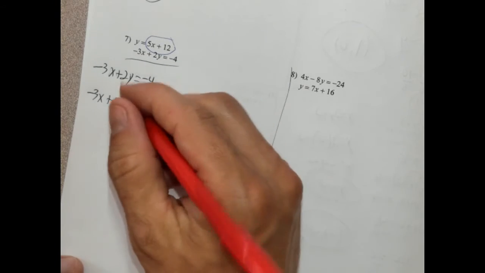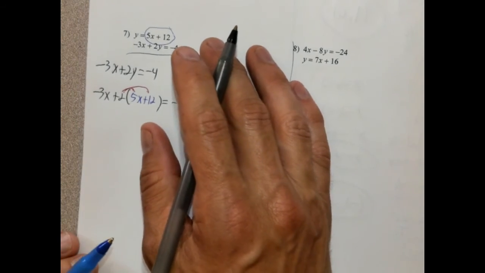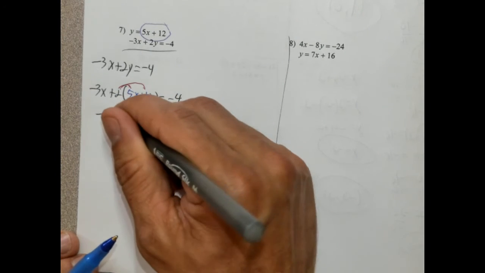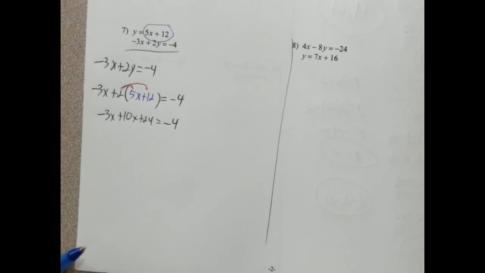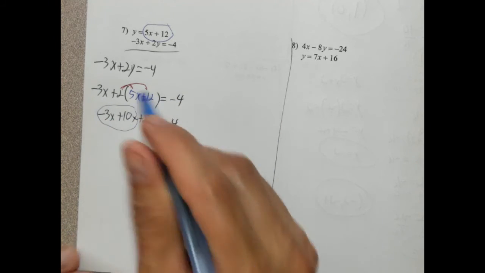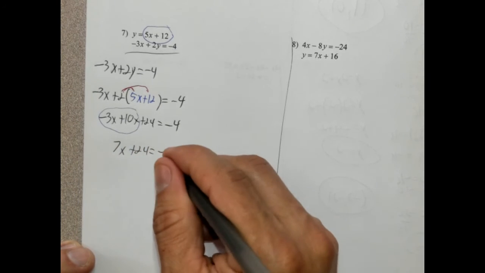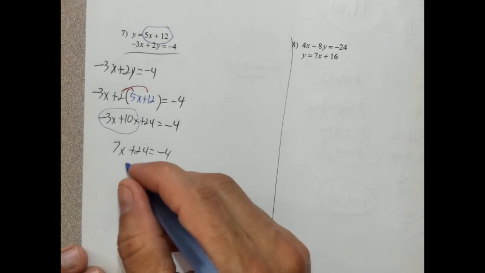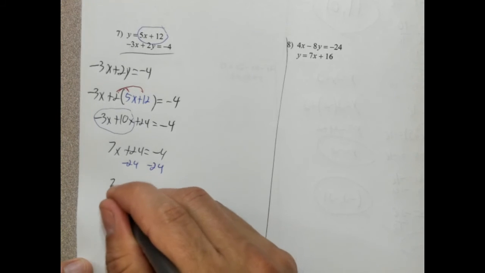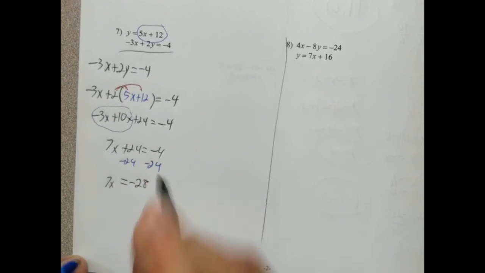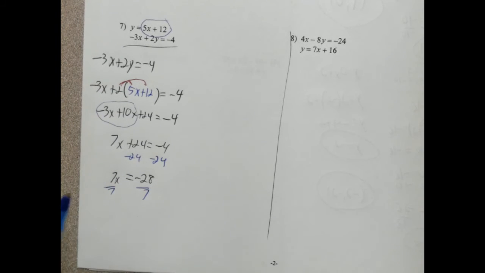Now we're going to distribute that 2, positive 2 rather. So negative 3x plus 10x plus 24 equals negative 4. Then we're going to combine negative 3x and 10x. That's going to be 7x plus 24 equals negative 4. And we're going to subtract 24 from both sides, because that's our constant. So we have 7x equals negative 28. Now we're going to divide by our coefficient, which is 7. So x will equal negative 4.